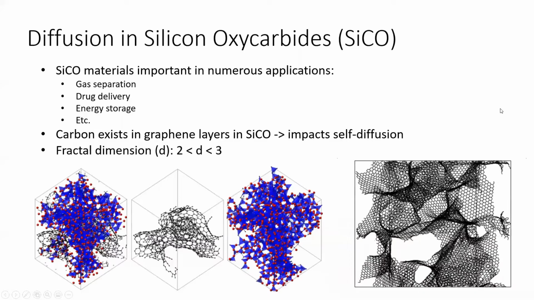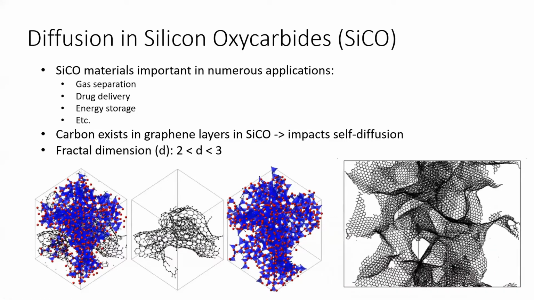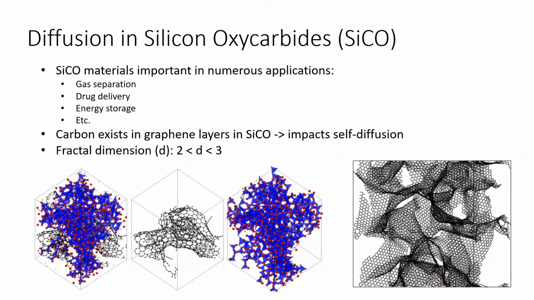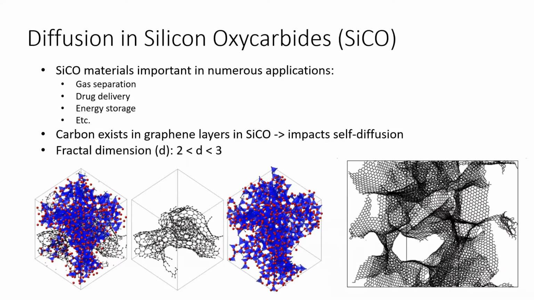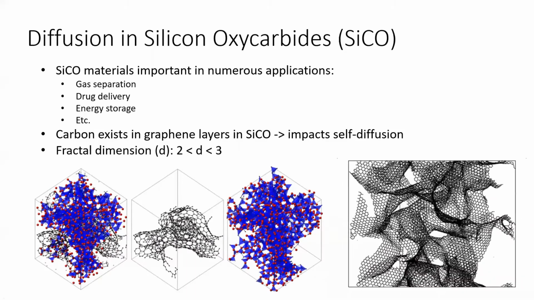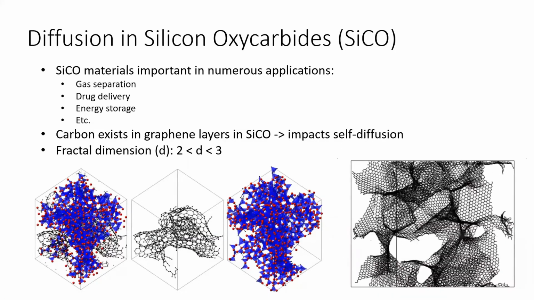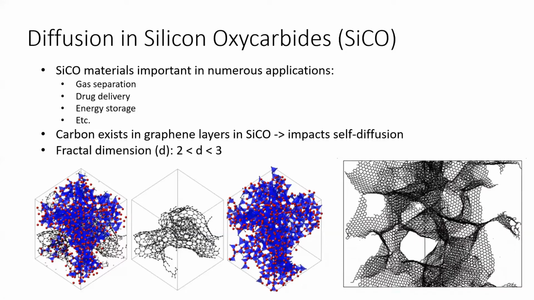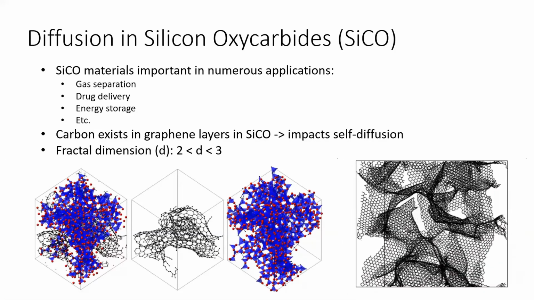For this summer, I've been working on silicon oxycarbides, which are carbon-containing silicates that consist of glass networks where oxygen and carbon share bonds with a silicon. So SiCO materials possess many different important properties which make them popular in a variety of applications, such as gas separation, drug delivery, and energy storage.